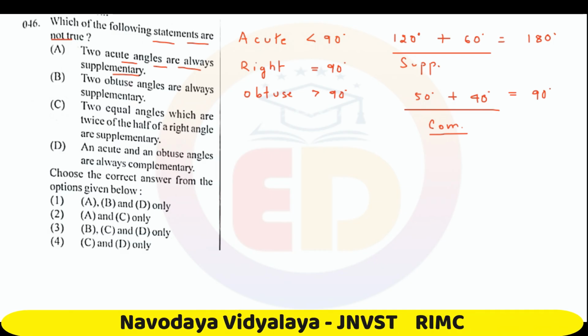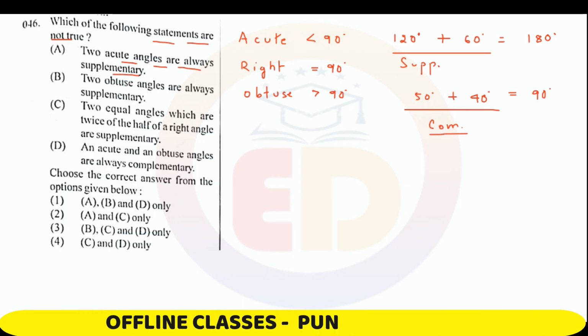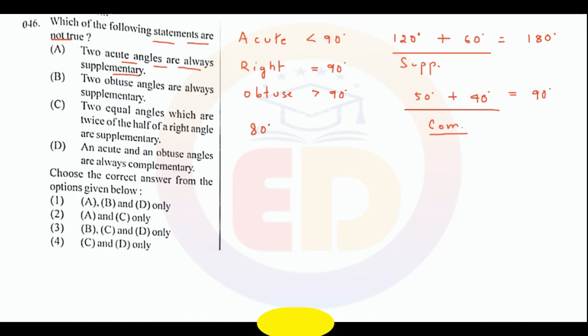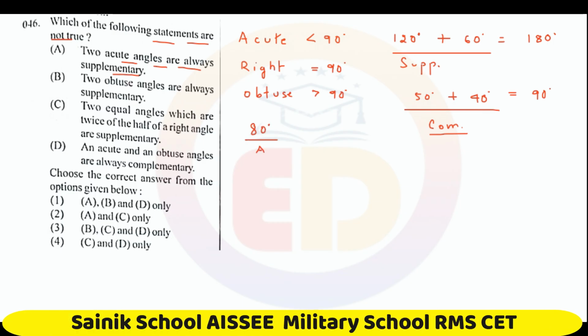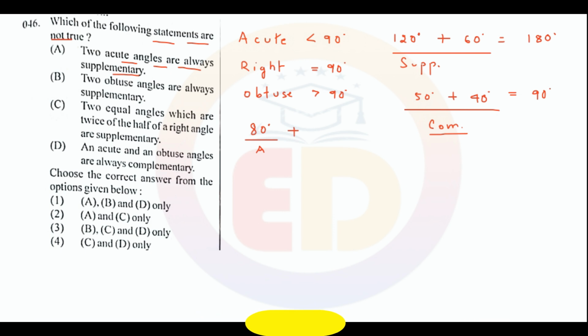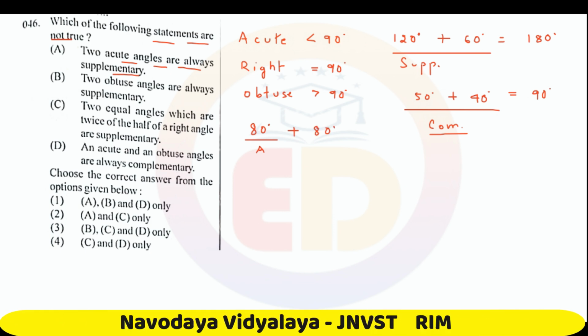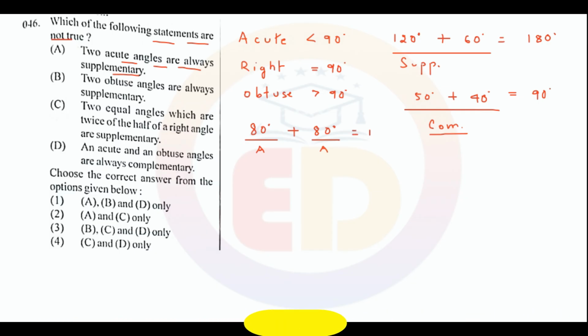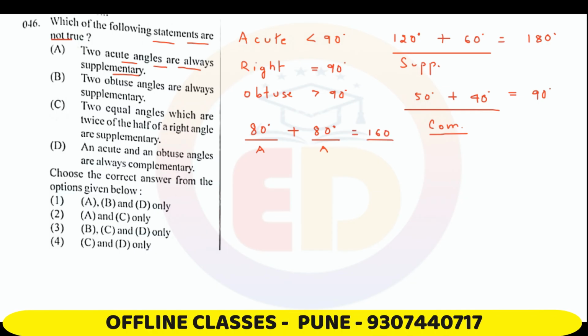First option says two acute angles are always supplementary. Let's take an example of two acute angles. Suppose I take the first angle as 80 degrees, and another acute angle also 80 degrees. Then the total will come to 160. It will never be 180.